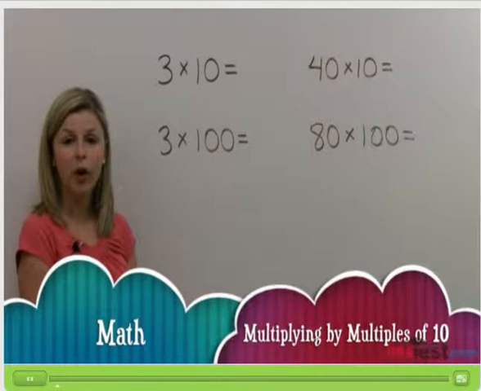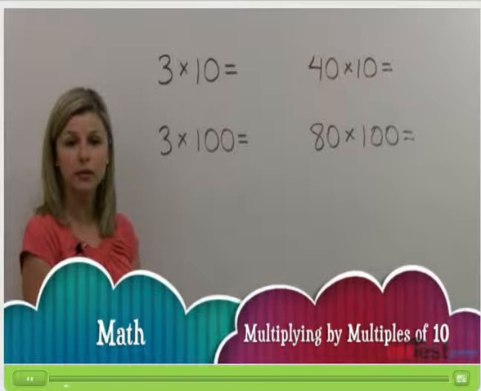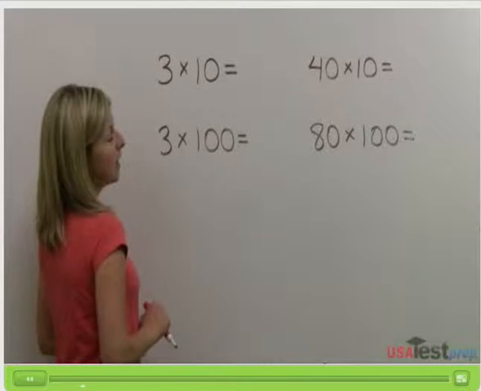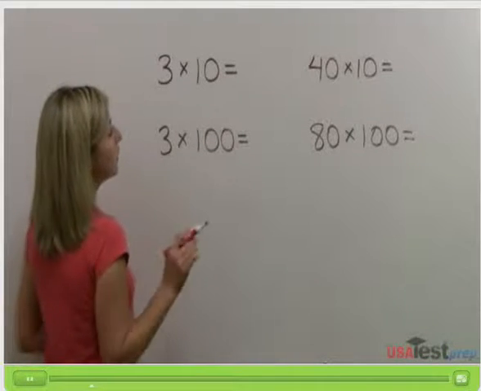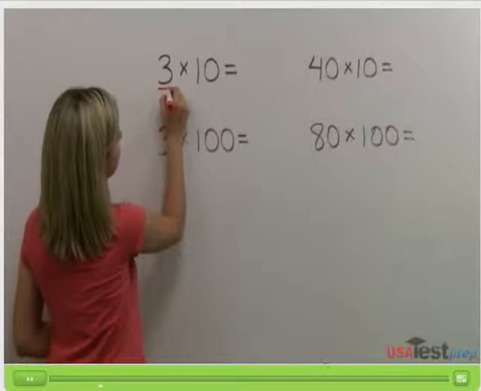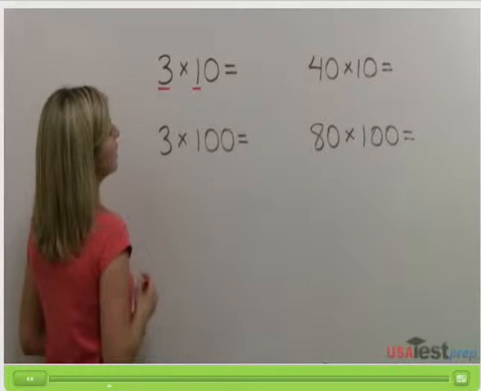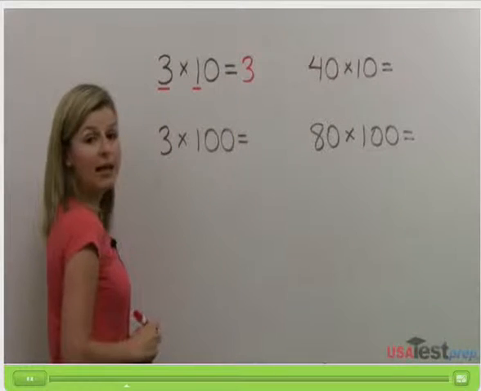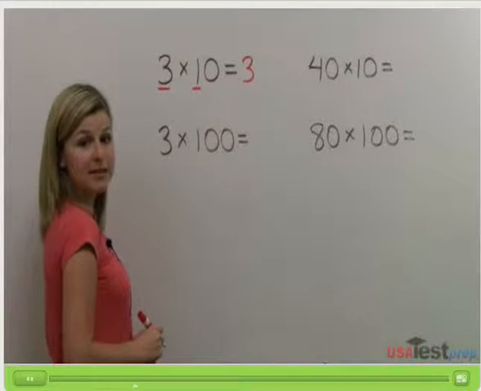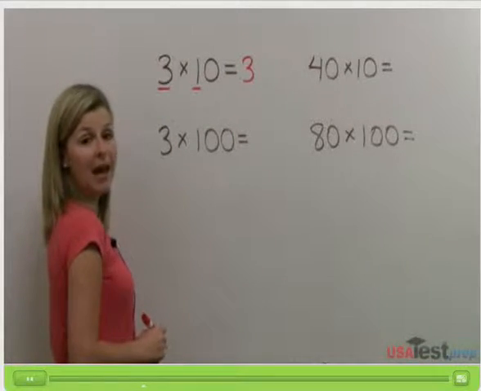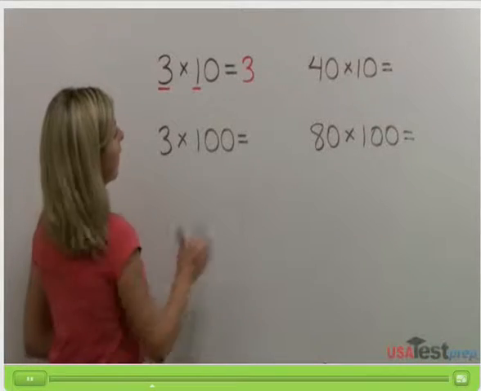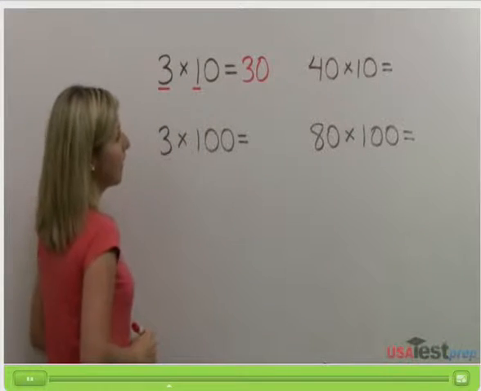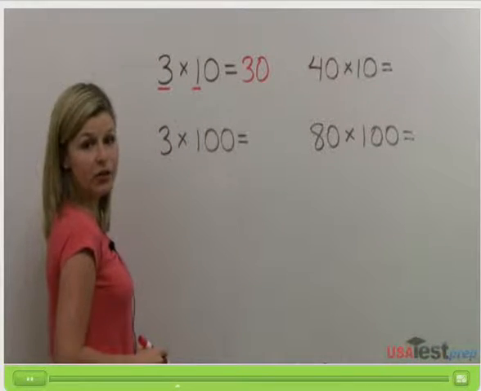to look at the effect on the product when we multiply by multiples of 10. Let's look at this problem. 3 times 10. To solve a problem like this, you can ignore the zeros at first and focus on the non-zero digit. So I know that 3 times 1 is 3. Now all you have to do is count up how many zeros are in the problem and add that many zeros to your answer. I have 1 zero in my problem, so I'm going to include 1 zero in my answer. 3 times 10 is 30.